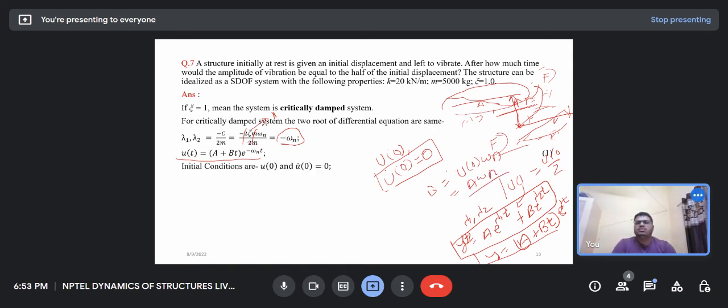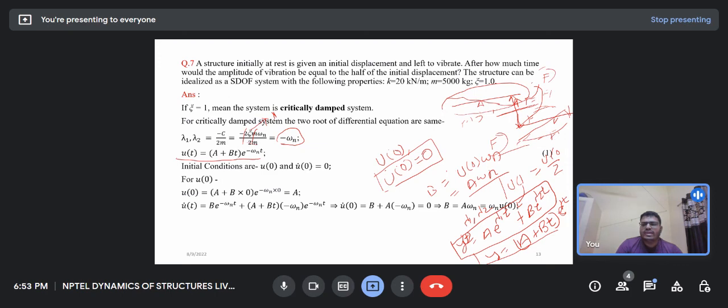Let us check. The initial conditions are u0 and u dot 0 equal to 0. So for t equal to 0, u0 is equal to a, as you have told me. Now if you find u dot t, first differentiate it, and then set it to 0, then you will find that b is equal to a omega n, or omega n into u0. Okay?